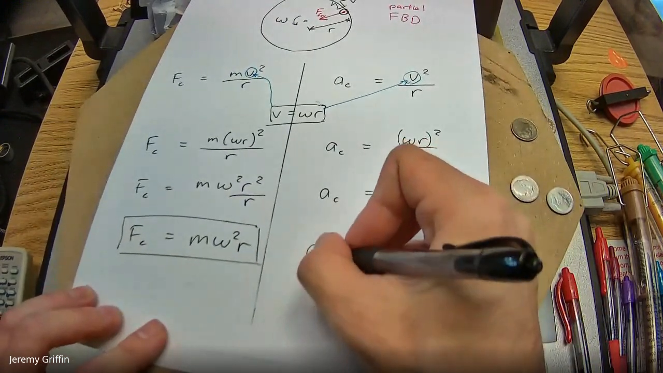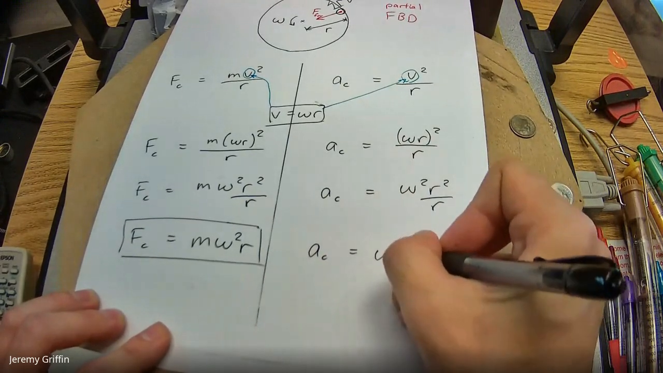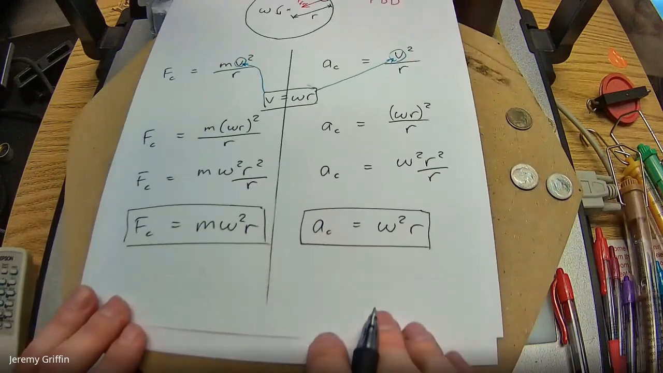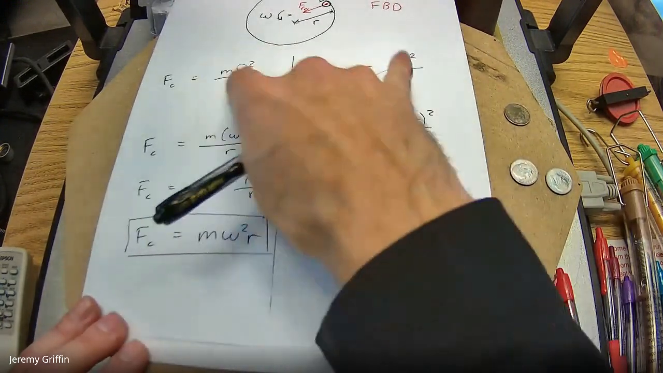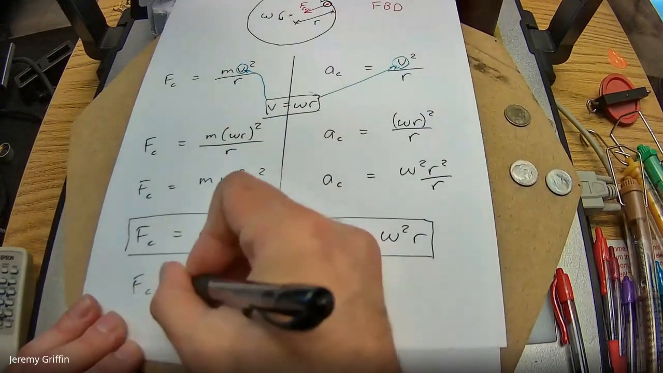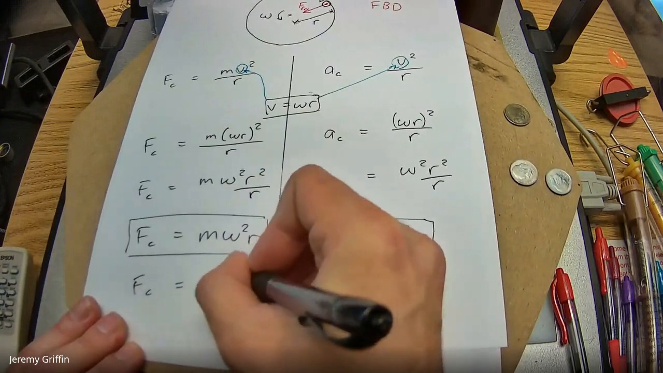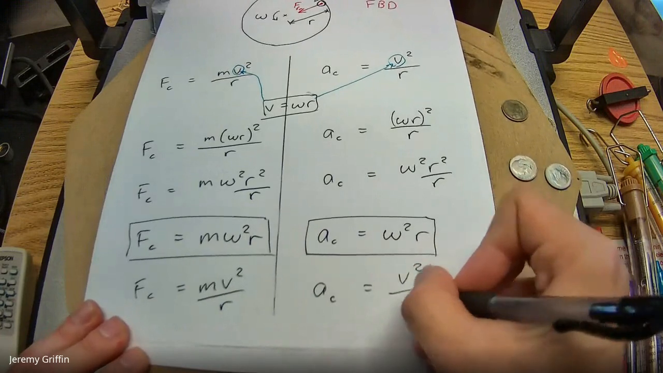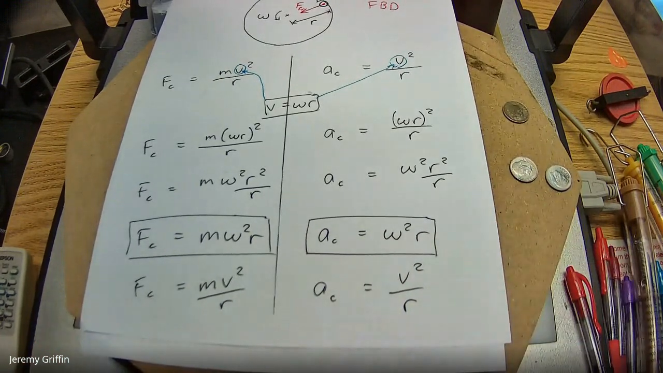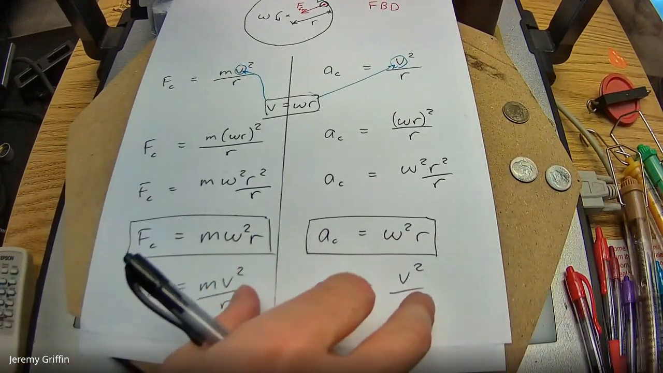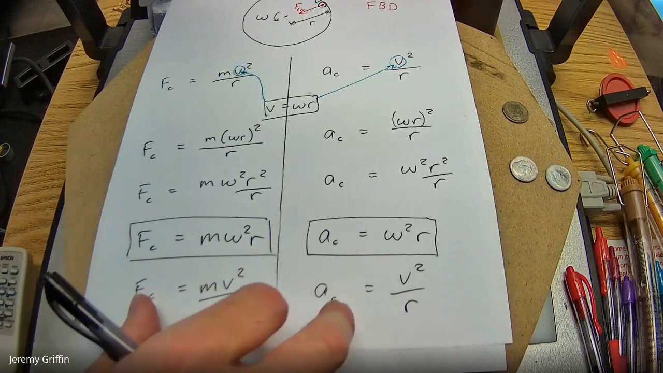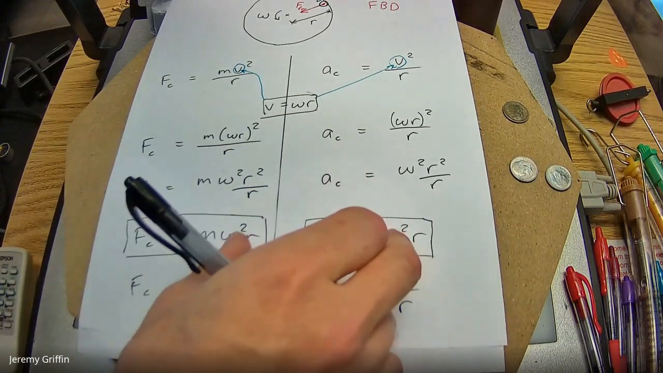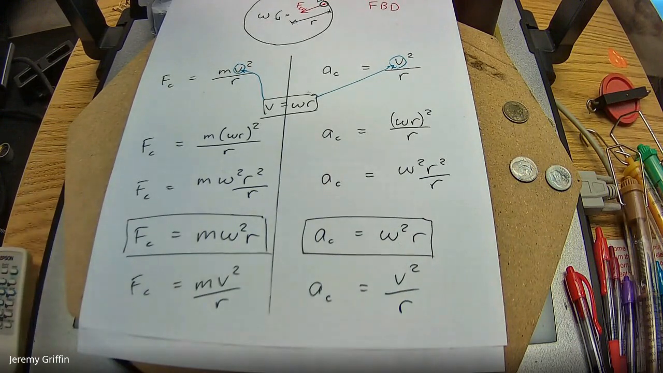or just plain omega squared r for centripetal acceleration. Remember the old ways of thinking about each of those? They were listed at the top: m v squared divided by r, or for acceleration, just plain v squared over r. So the old ways, like up to yesterday, you guys could calculate centripetal force and acceleration based on linear speed. Now you can get it based on angular speed, like how fast is something spinning.